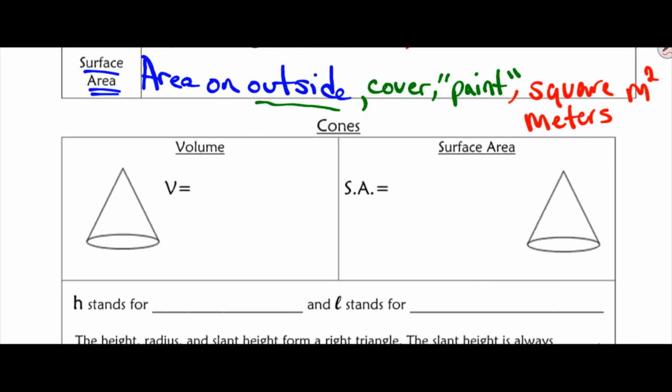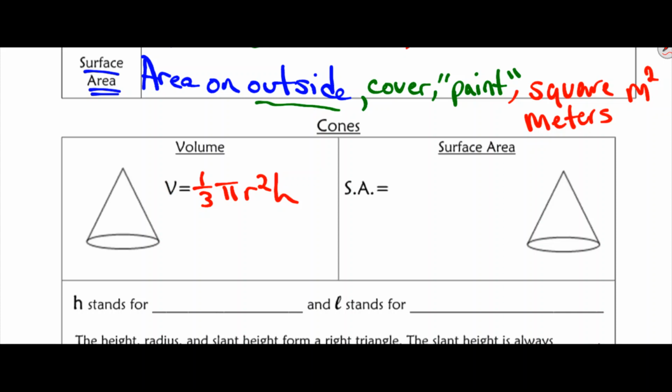Sometimes you're given everything that you need, and you really just plug in the numbers. Sometimes you actually have to find missing parts before you can plug them in. The formulas are all given on your formula sheet, so you don't need to memorize any of these. Volume of a cone is 1/3 pi r squared times h.